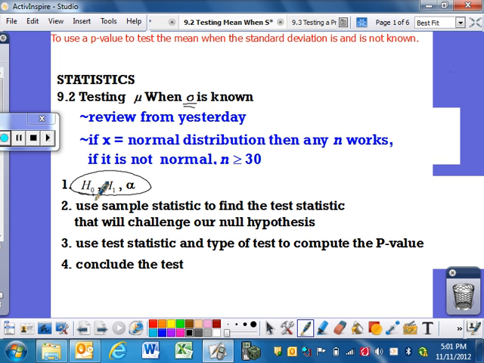Just remember that you have to claim those three pieces of information first: the null, the alternate, and your alpha, or your magic number. And then we're going to find our test statistic, which will be a Z-score if I know my population standard deviation, compute the p-value, and then you compare.